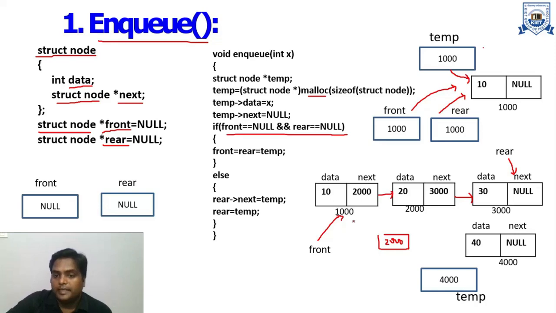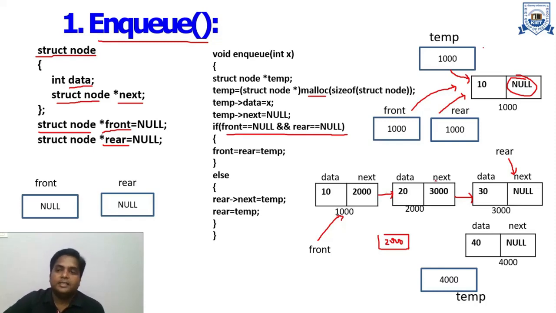So rear to next is what? Rear to next is null initially because the very first node is null initially. So rear to next value is replaced by temp, that is 2000. So rear to next is 2000. When it is 2000, then it will point to this particular node. Okay. So this is the way through which we perform insertion.